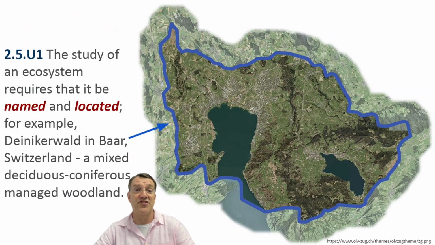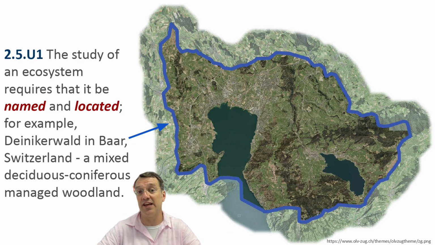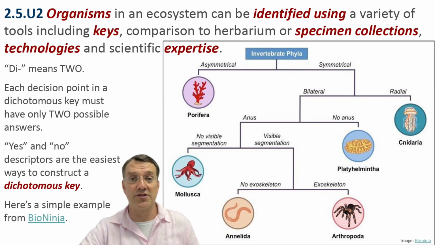Every ecosystem investigation has to start with proper identification. Just as you have a name and address, ecosystems need precise names and locations too. This allows other scientists to find your study site, to replicate or repeat your work, or track changes over time. The specificity matters. Saying a forest in Switzerland is really different from identifying Dinkerwald, a mixed deciduous coniferous managed woodland in Bar, Switzerland. The second one is a lot more precise and allows other people to find and repeat your work.